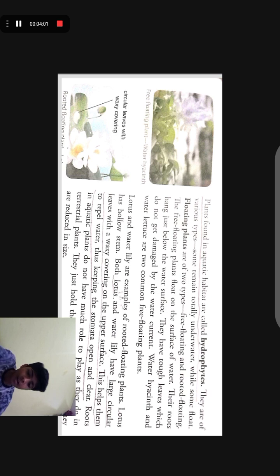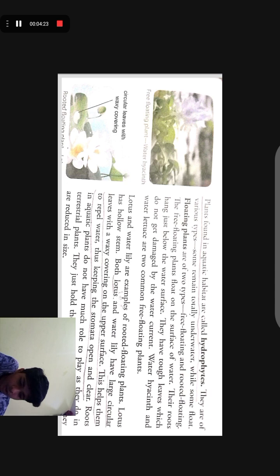Now we come to plants found in aquatic habitats, which are called hydrophytes. I have told you that mesophytes are the moisturized plants, and xerophytes are the desert plants, and the hydrophytes are the aquatic habitat plants. Okay. They are of various types.